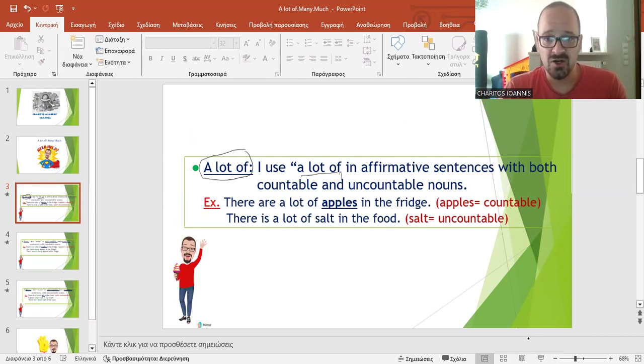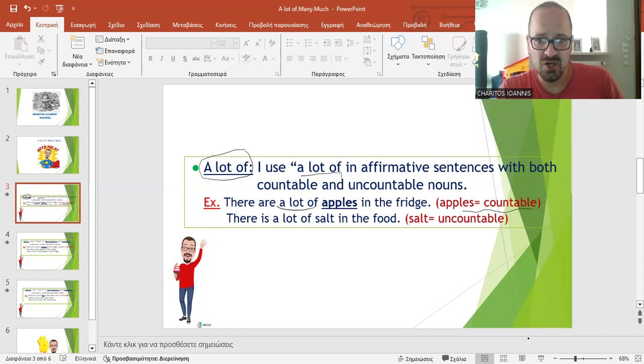There are a lot of apples in the fridge. The noun apples is countable, and a lot of is very okay with that. Of course, we must observe that my sentence is affirmative, which means it's not a question and it's not negative. The word not is not there, so it's affirmative.